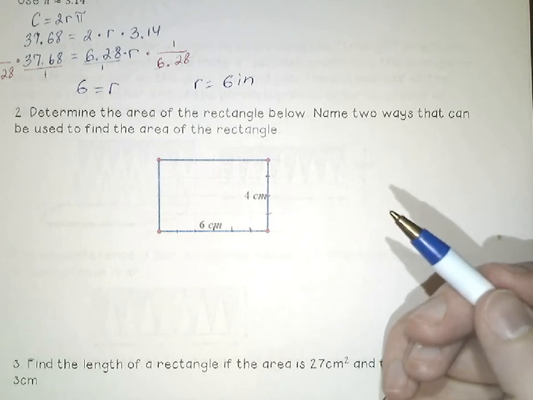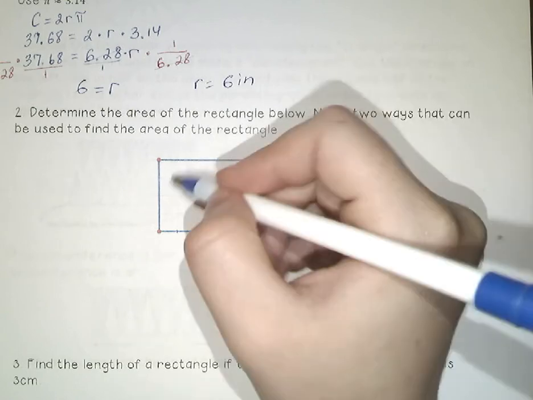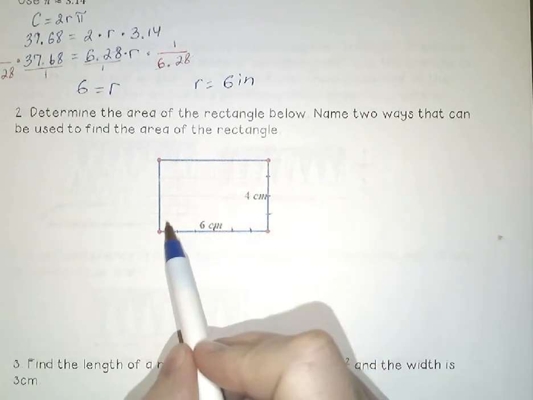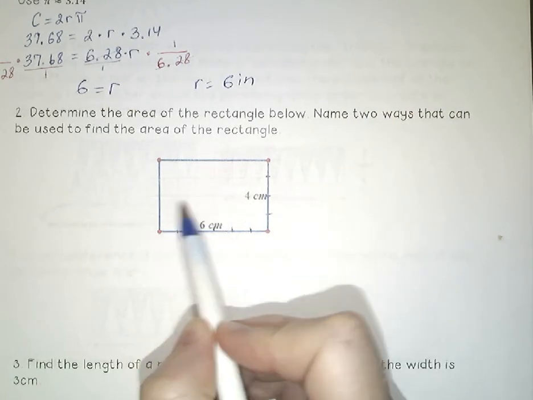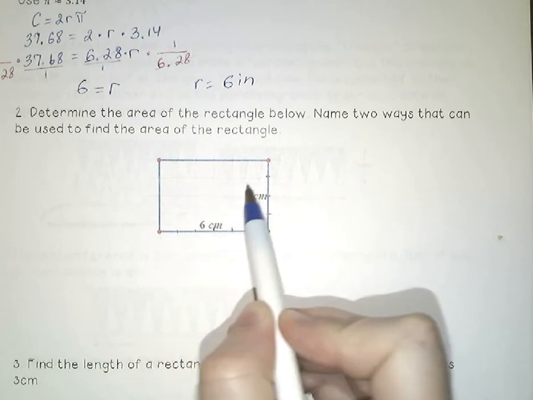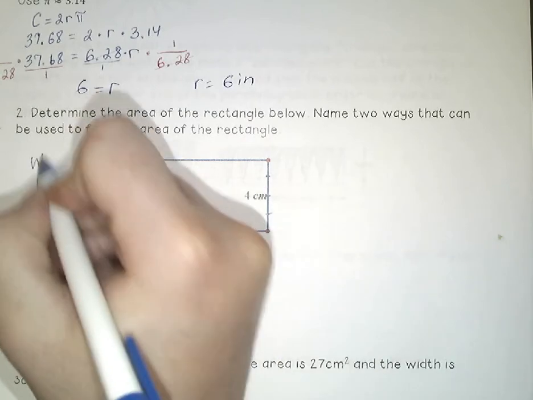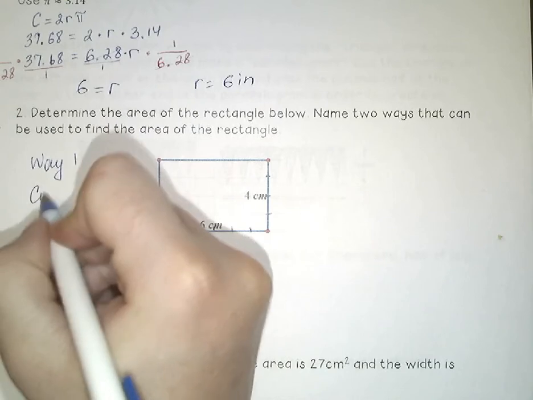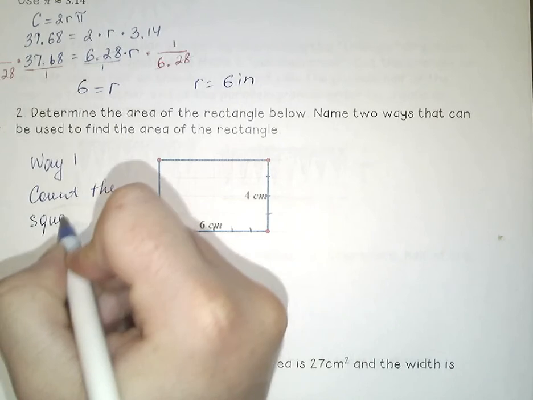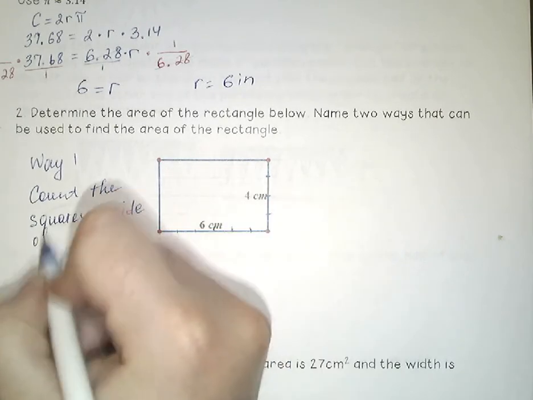One way that probably you used in 1st grade is you counted all the squares inside of it, right? So if I have 6 right here, I will add another row of 6 and another row of 6 and another row of 6. So way 1, count the squares inside of the shape.